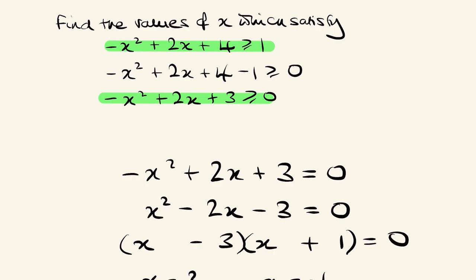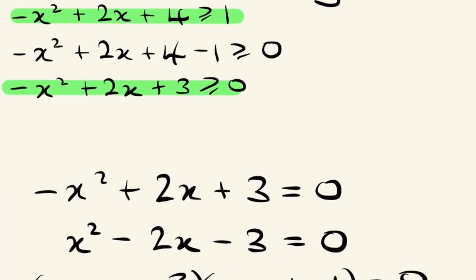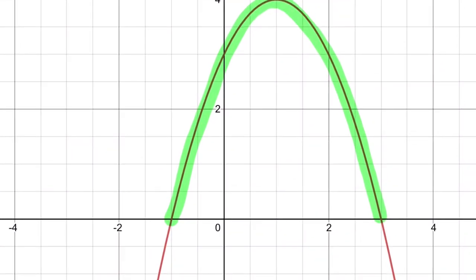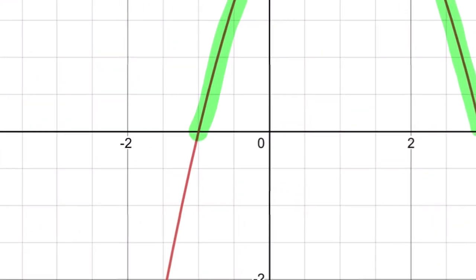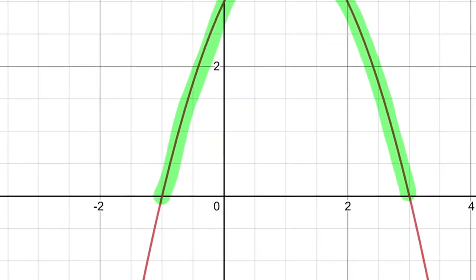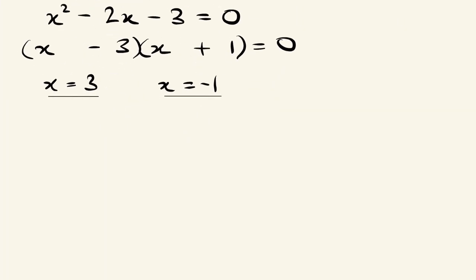So we can go back and we can say that our initial question, we were asked to find the values of x which satisfy this, which we rewrote as this and will give us the same solutions. So where -x² + 2x + 3, in other words, this graph here, is greater than or equal to 0, is the bit that we put into green. Well, the solution to that is anything including minus 1 up to and including plus 3. So we'd write that like this.